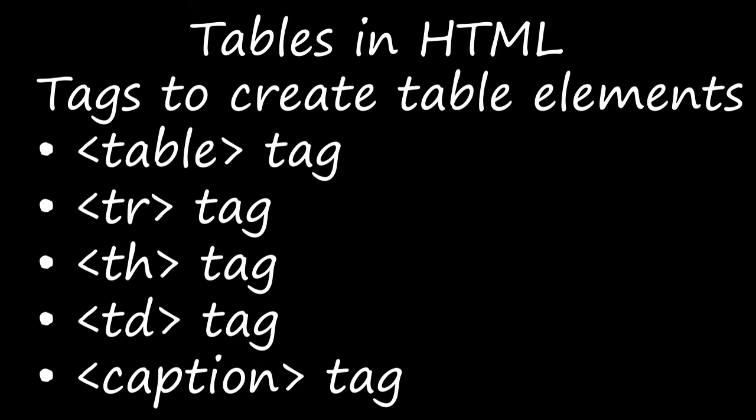If you need a column, you will give th. If you need a row, you will give tr. If you need to specify the data inside a cell, you will give td, right? So these are the basic tags which are used to create a table.